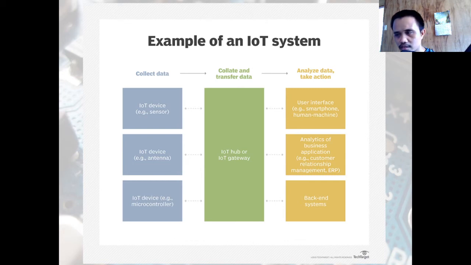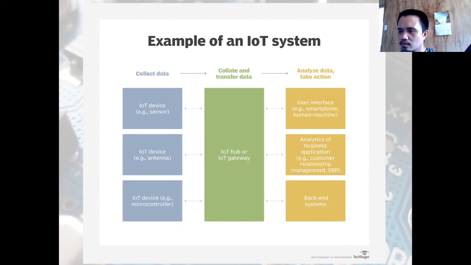That's why on the third stage, we can analyze and then take some action. So it could be through a user interface like the smartphone. So with that, there is a human to machine interaction. Like in your cell phone, if you want to check the temperature of your home, there's a way for you to know through the app, and then the app will display the temperature or whatever data you want to see.